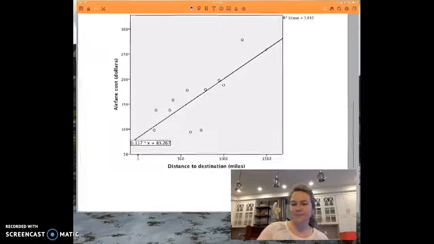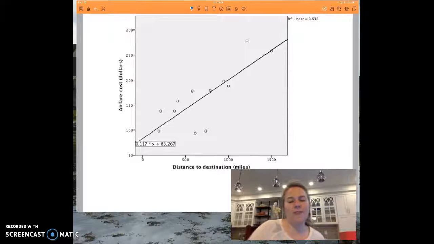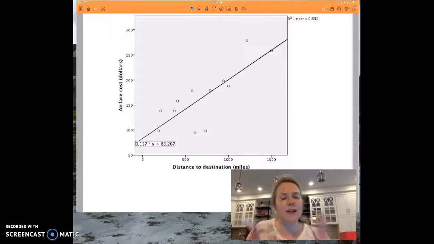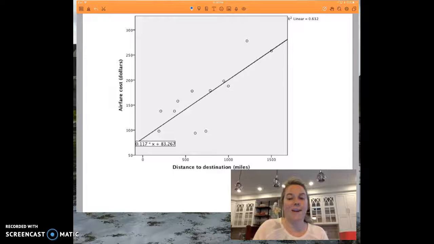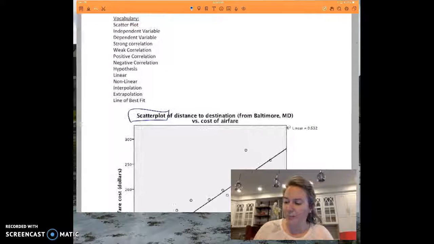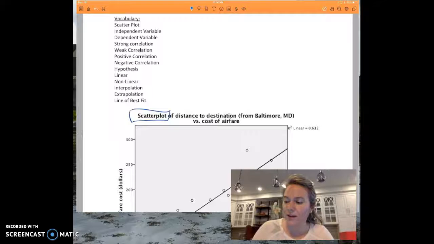You can see this graph is about the distance to destination when you're flying on a plane and how much it costs to travel there. They are asking us, is there a relationship between how far you're traveling and how much it costs? When you look at this graph, what do you notice? Would you say there is a relationship? So let's look back at some of our vocabulary. We've got scatterplot. We know what a scatterplot is.